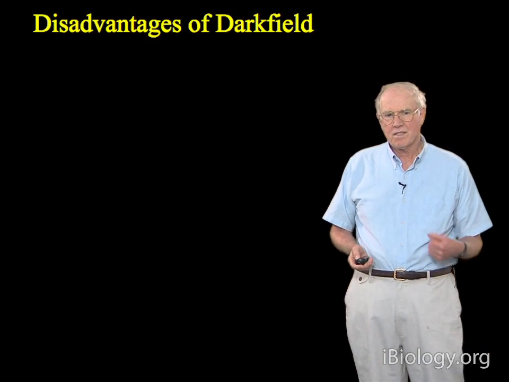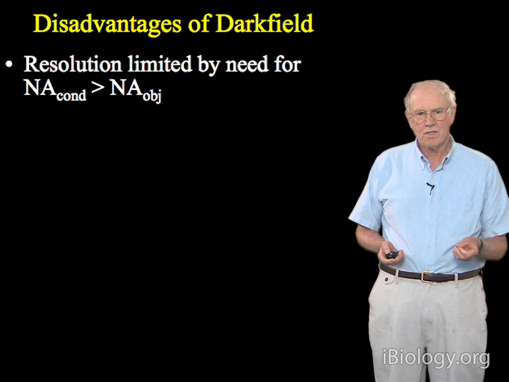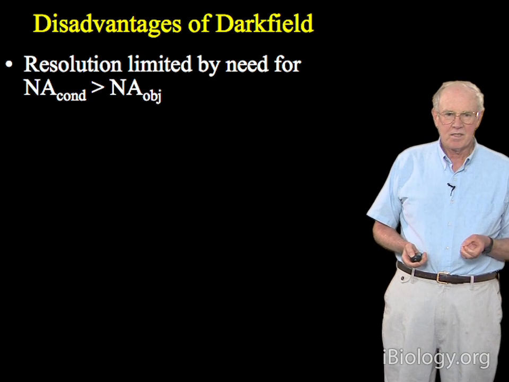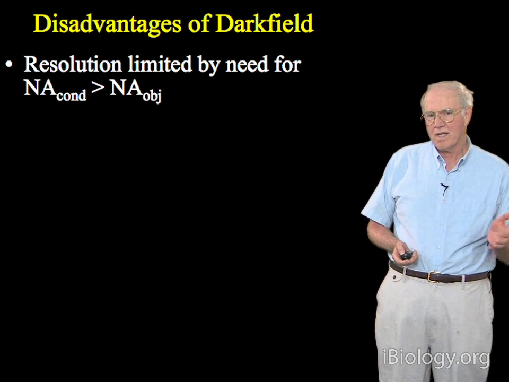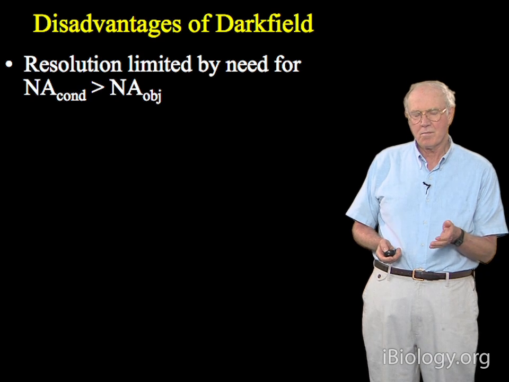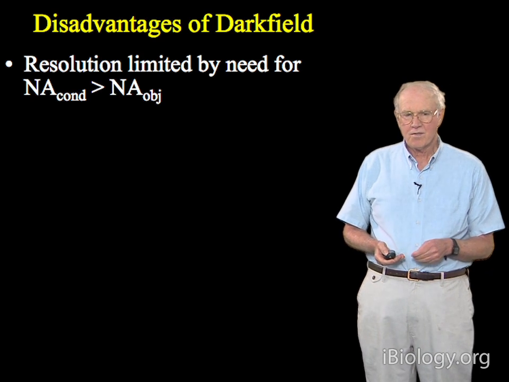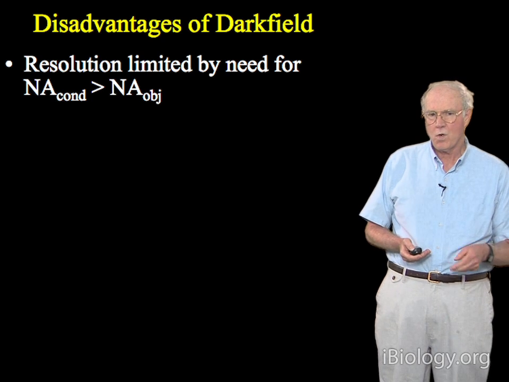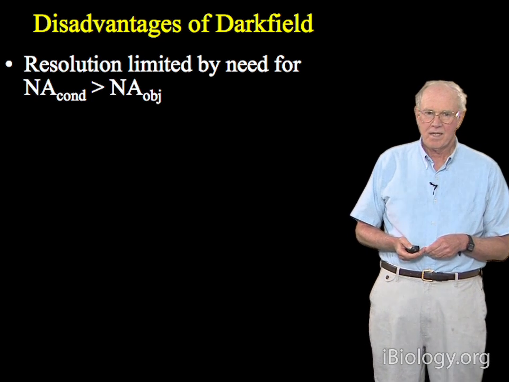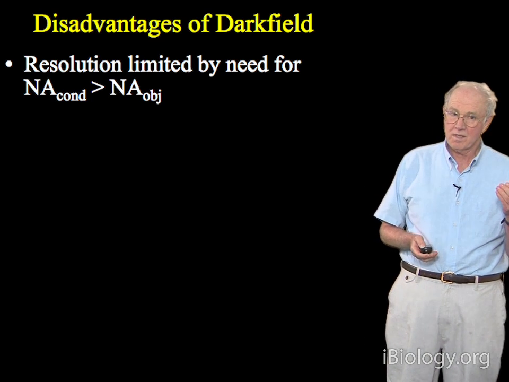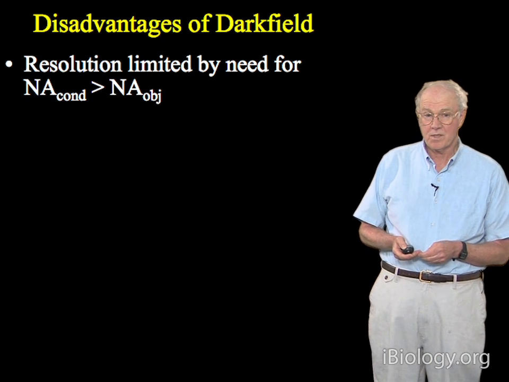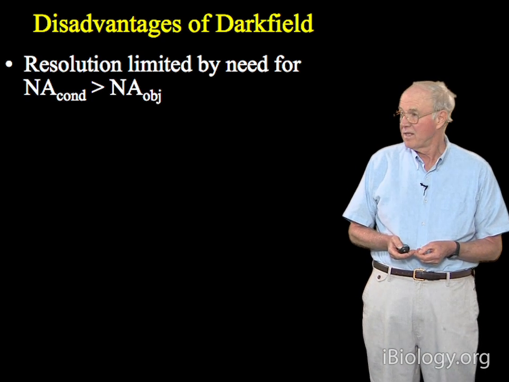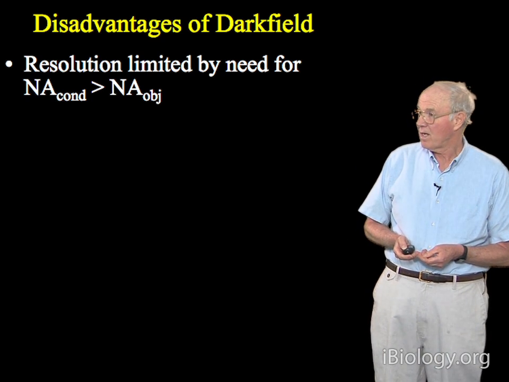Now, the disadvantage of dark field is that the resolution in the image is limited by the need for the numerical aperture of the condenser to be greater than the numerical aperture of the objective. And so the objective numerical apertures are typically around 0.8 and 1.1 at best, and not the 1.4 which is typical of the high resolution objectives often used in our microscopy.